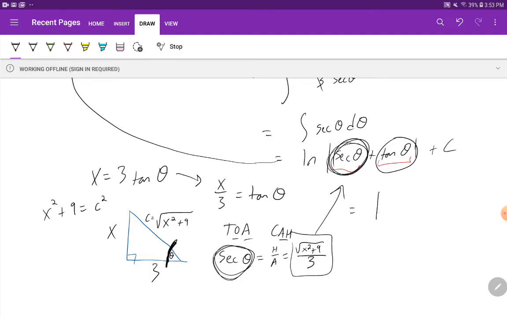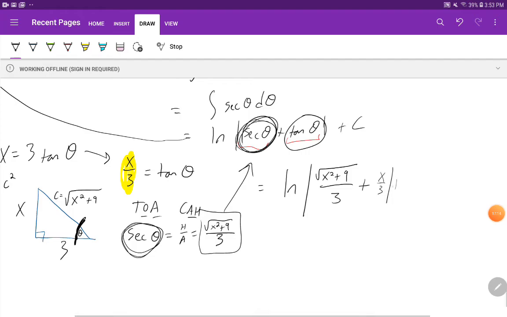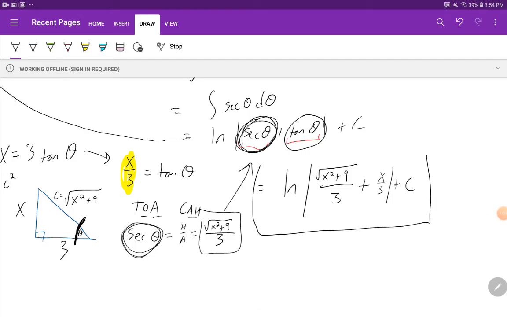So let me rewrite this. This becomes ln of absolute value, square root of x squared plus 9 over 3, plus, well, what's tangent theta? Wait, didn't we say that earlier? Tangent theta is x over 3. So we just write x over 3 plus c, and there it is. That's our final answer. Is it pretty? No, but it is in terms of x, and that is all we care about.